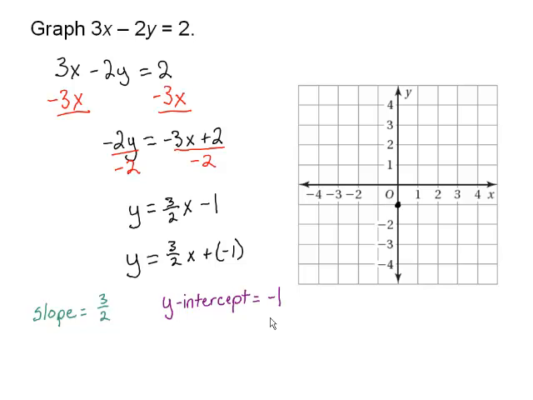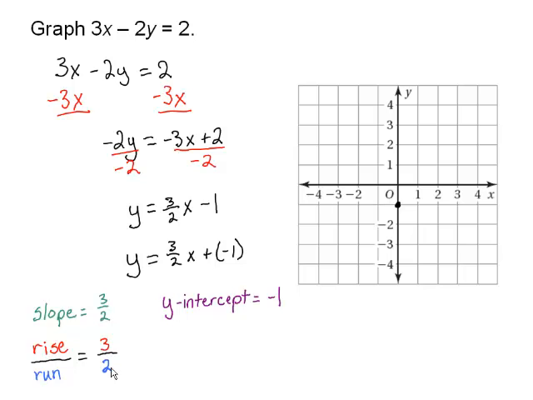Now let's use the slope to identify the rise and the run. Remember, slope equals the rise over the run. The slope is the fraction 3/2, so the numerator 3 is the rise, and the denominator 2 is the run.